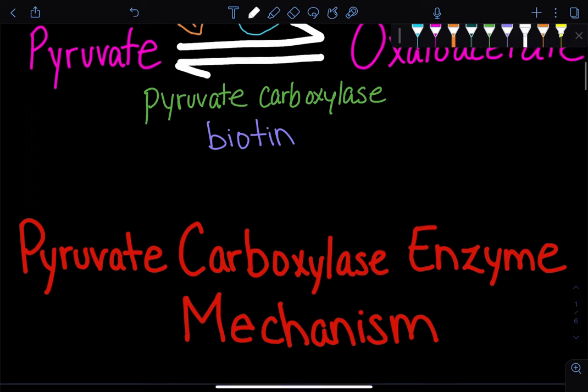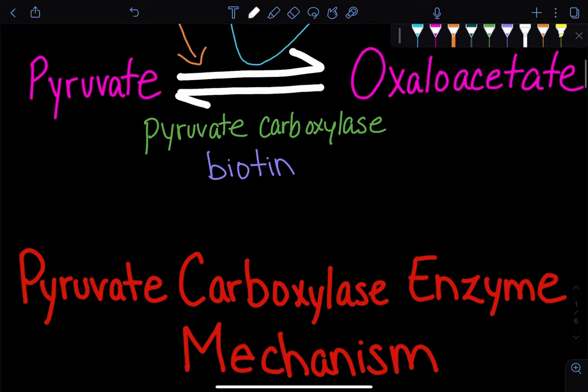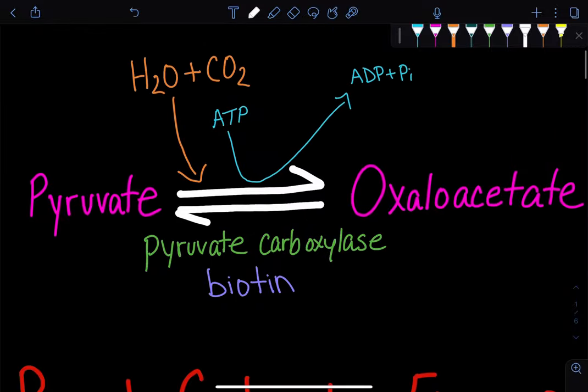So, one of the anaplerotic reactions involves the enzyme known as pyruvate carboxylase. Now, this enzyme catalyzes the reaction between pyruvate and oxaloacetate. When we go from pyruvate to oxaloacetate, we utilize biotin as a cofactor as well.